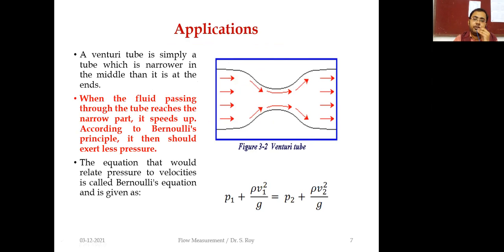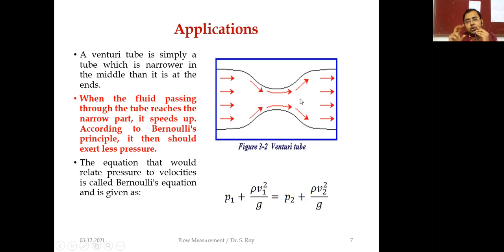But what we can observe here is that the cross-sectional area is different in different sections. Here it's the pipe diameter, here it's the minimum area diameter. Again, it will be increasing in nature. So the Venturi tube is simply a tube which is narrower in the middle than at its ends.